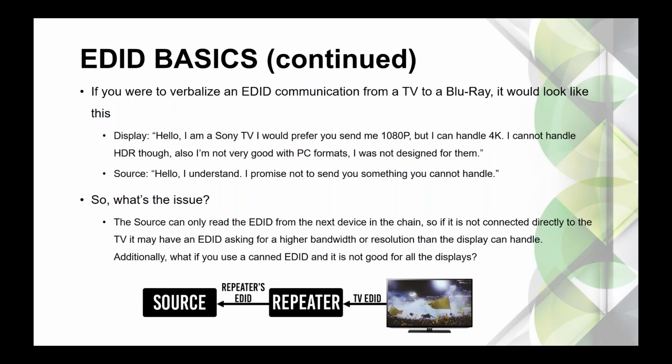So here's how it's supposed to work. The display is saying, hey, I'm a Sony TV. I prefer you send me 1080p, but I can handle 4K. I can't handle HDR. I'm not very good with PC formats. I was not designed for them. The source basically doesn't say hello, but it reacts to that information from the display, and attempts to send something that the TV can handle.